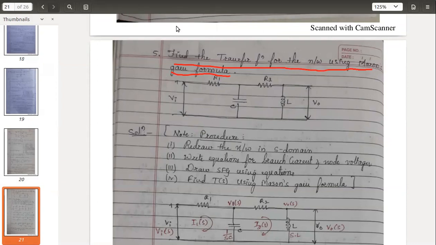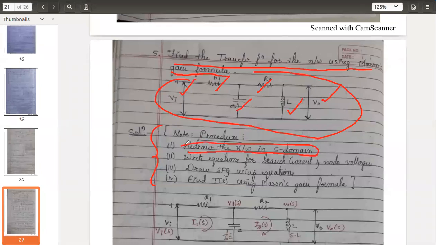As a solution, you can see what is the data given to you. You have an electrical network given with 2 resistors, one capacitor, one inductor, and you have input and output. So to solve this particular electrical network, look at this procedure. Redraw the network in the S domain. Means whatever the parameters are there here, R1, R2, C, L, Vi and V0, all these are to be represented first in the S domain.